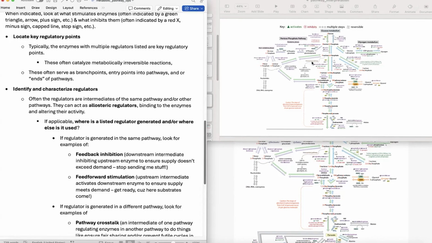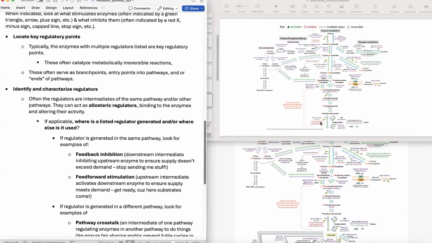That's often where they're going to be. For example, this PFK1 step of glycolysis, you can see that before this step, we have a lot of different branches that we can go from. But once we do this PFK1 step, well, now we're kind of committed to glycolysis. And so this step is a branch point, and it's going to be highly regulated.